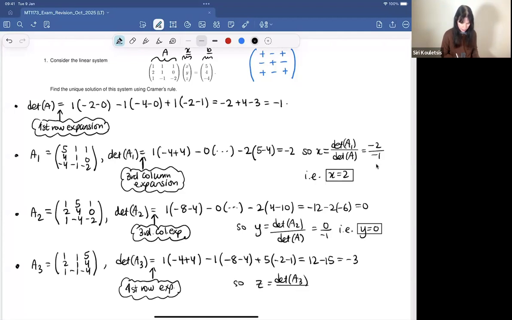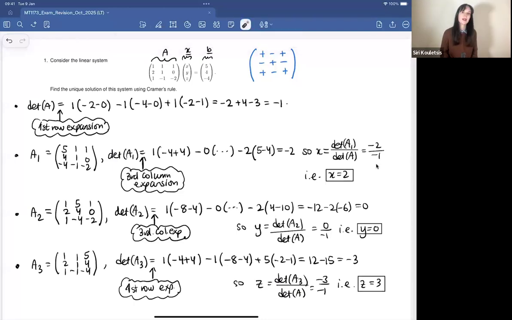And so z is given by the determinant of A3 divided by the determinant of A. And so z equals 3. And of course, we can verify that this result is correct by substituting x equals 2, y equals 0, and z equals 3 into each of the original equations in the system to verify that we get the right-hand side. So we can leave that as an exercise.